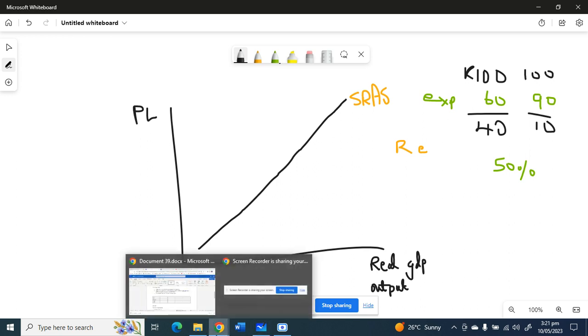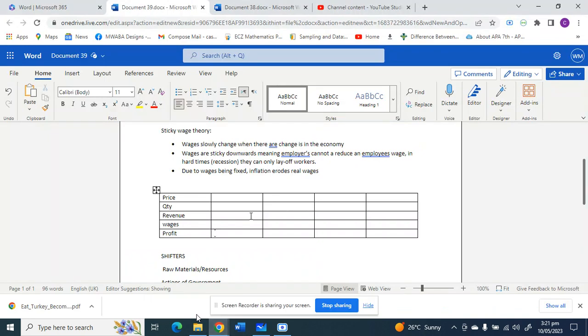Now let's illustrate the positive relationship between price level and the quantity supplied. Let's simplify this. Let's say the firms in Zambia that are selling maize. This is a very simple example. Firms in Zambia that are selling maize.